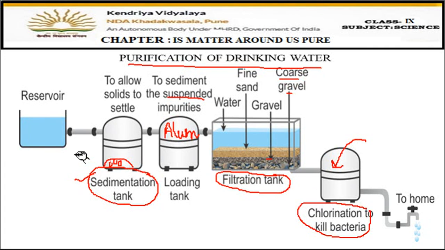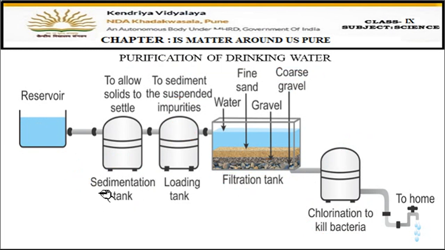Fine. So firstly, the water is allowed to go to the sedimentation tank where all the sediment settles down. Then water goes to the loading tank where alum is added, so the fine suspended particles get attached to it. Then thirdly, the water is allowed to move into the filtration tank where the water is filtered with the help of three layers. And after that, the water goes into the chlorination tank where bleaching powder is added, and finally the water is supplied to the homes. So this is all about the purification of drinking water.